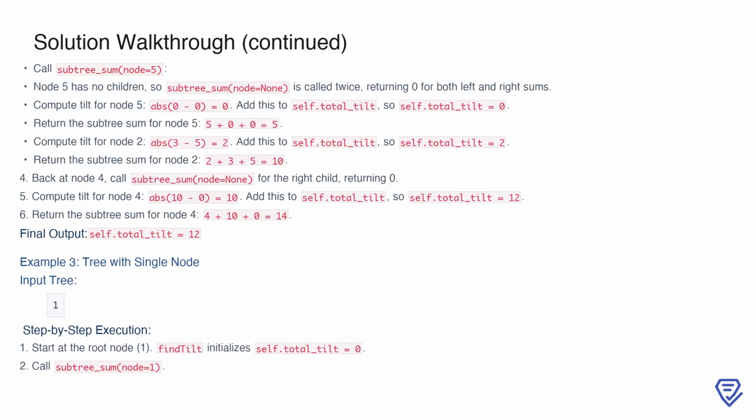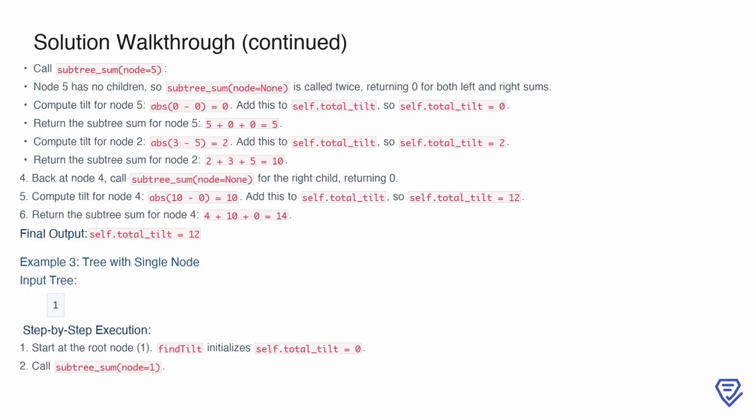Next, for node 2, we process its right child, node 5. Like node 3, node 5 has no children, so the recursive calls to subtree_sum for its left and right children return 0. The tilt of node 5 is abs(0 - 0) equals 0, which is added to self.total_tilt, keeping it at 0. The subtree sum for node 5 is 5 plus 0 equals 5.